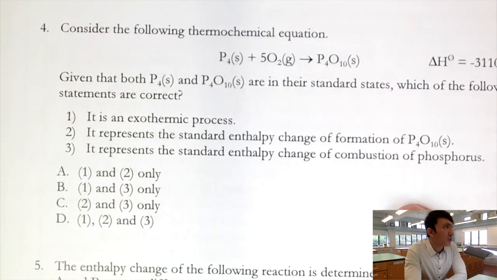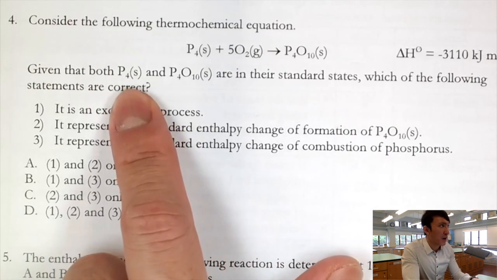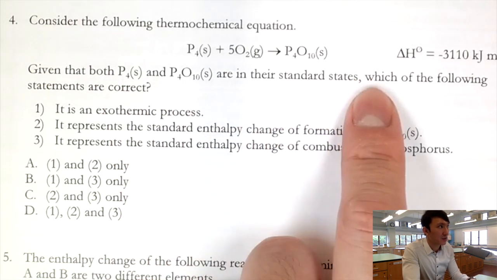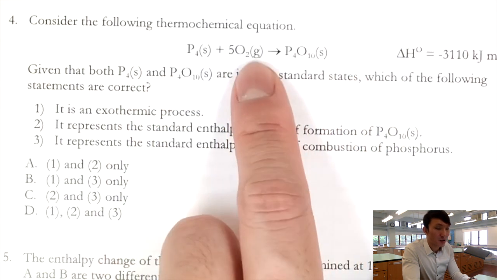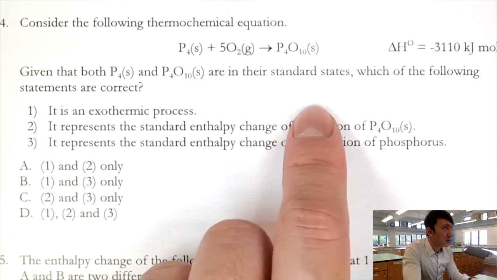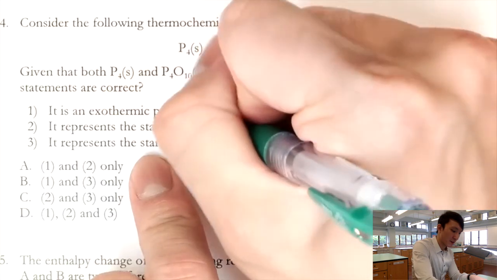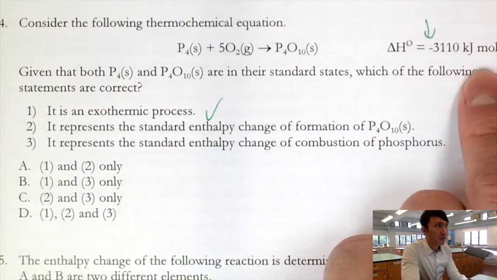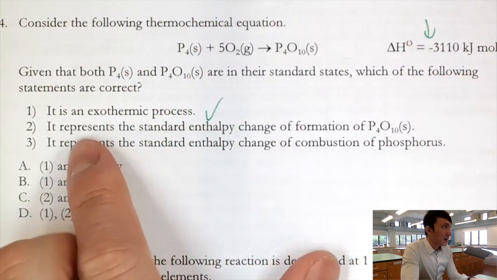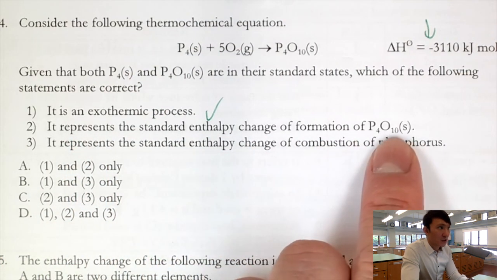Now question 4 here. So we have a thermochemical equation: phosphorus reacts with oxygen to form P4O10. Given that P4 and P4O10 are in the standard state, so they are already in standard state. Also, oxygen is obviously in its standard state. Which of the following is correct? It is an exothermic process. Of course, it is correct because of the negative sign here, right? It is exothermic.